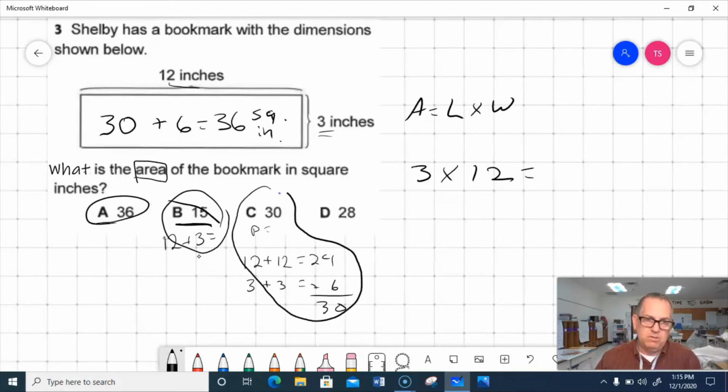So if you weren't paying close attention, you might have gone ahead and said, well, maybe they're talking about perimeter on this question. That's the reason it's important to read the questions carefully, because a lot of times, like we said in some of our earlier lessons, perimeter problems and area problems look very similar. So we need to make sure we read it carefully and understand what it's asking us to do, and go ahead and solve for what it's asking us to do.